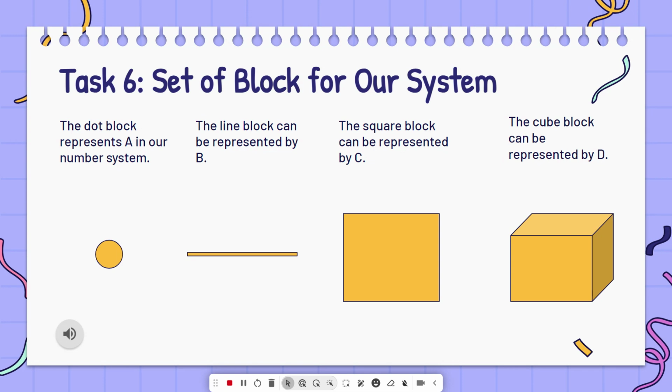So the next one would be the line represents B, or is represented by B. The square block is represented by C, and the rectangular prism or cube block is represented by D, and so on. So then another block could be made that would represent E. And then maybe a blank block could represent 0. So if we had a block with a dot next to a block with a line, then the number in our system would be AB.